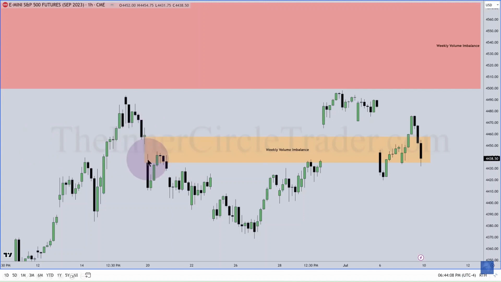And some kind of blemish or some kind of inefficiency in paint exists between these two candle bodies. This candle's body here and this candle's body here. Between that opening price and that opening price, there's a separation of price delivery that did not have a body. So I'm highlighting that and extending it all the way through.